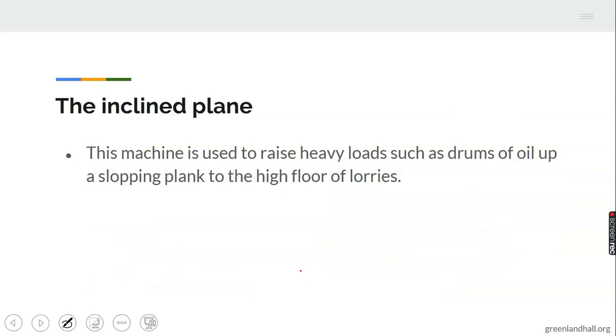Now we have the inclined plane. This machine is used to raise heavy loads, such as drums of oil, up a sloping plank to the high floor. We use it to raise load. If you have been to the market, you see all these carriers. They use it to raise load into lorries, drums of palm oil. They want to raise it, they raise it. They push it into the lorry.